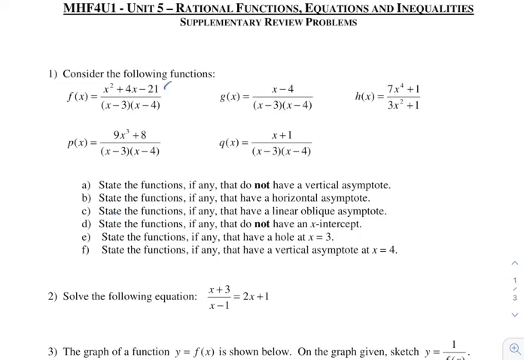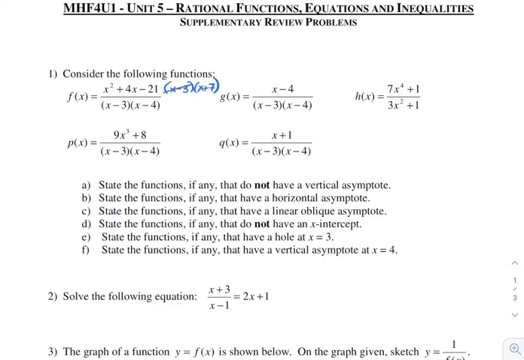So first things first, we can factor this top one. It's the only one that can be factored. The top can be factored into x minus 3 and x plus 7. So let's go through some characteristics here. State the function, if any, that do not have a vertical asymptote. So vertical asymptotes happen when the denominator is equal to 0.